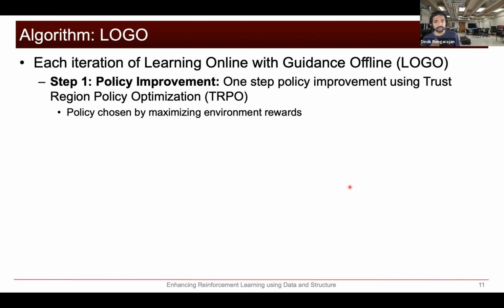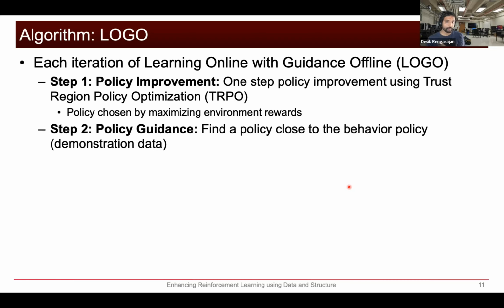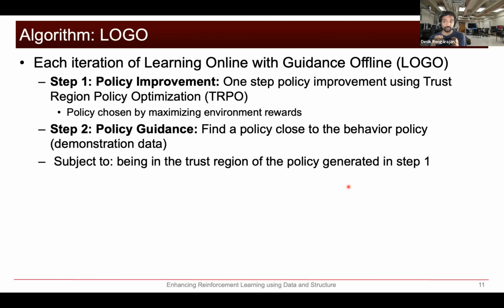So what does TRPO do? TRPO basically tries to find a policy by maximizing the environment rewards. But we should understand that since the environment rewards are sparse, step 1 might not actually yield any good results. So what we do is that we augment step 1 with a step 2, which is known as the policy guidance step, where we try to find a policy which is close to the behavior policy, or the demonstration data that we have. But we do not just want to find this behavior policy, we want to find it in a small trust region around the policy generated in the first step, right?